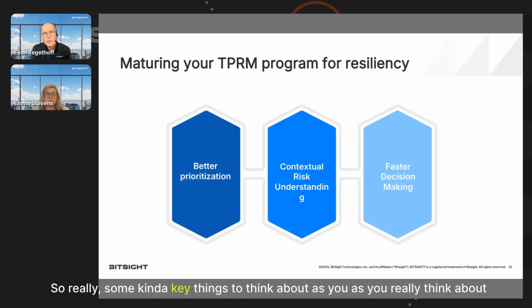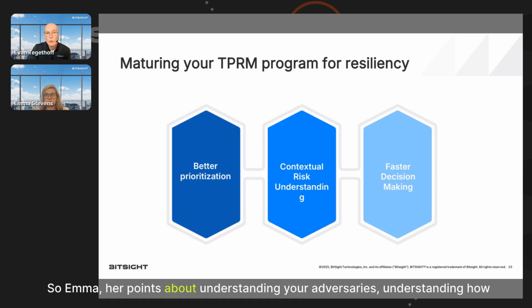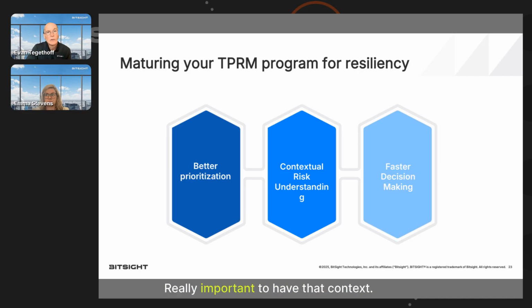So really some key things to think about as you think about resilience is, it's about prioritization. If something's going to happen, what are the data and metrics that help you to prioritize, maybe making one action or remediation over another? It's contextual. So Emma's points about understanding your adversaries, understanding how they act, what are their tactics, et cetera, really important to have that context.